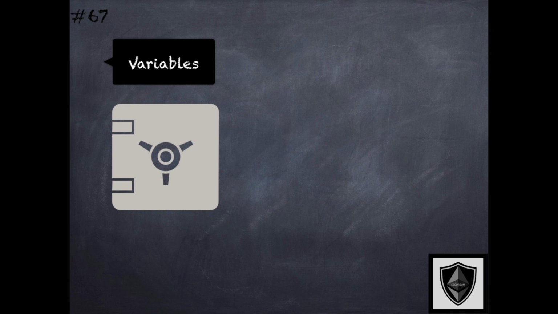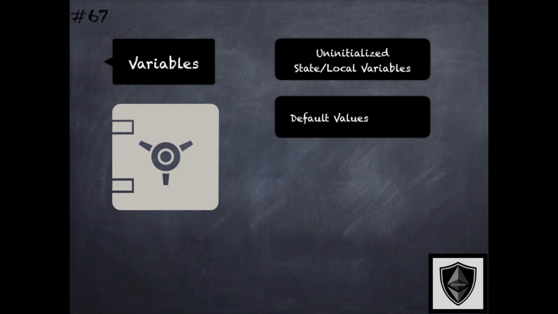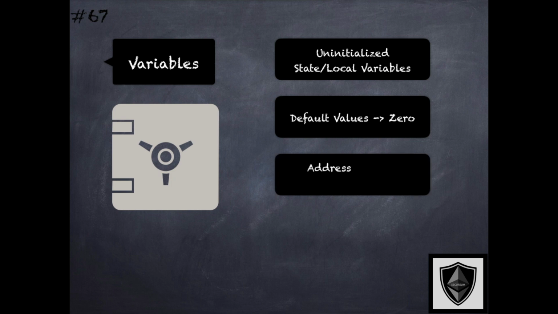Another security pitfall related to variables is the use of uninitialized state or local variables. Recall that in Solidity, the default value of uninitialized variables is 0. This results in address variables ending up as 0 addresses and Boolean variables taking the value of false, because 0 is effectively false. We have talked about the risks from 0 addresses.